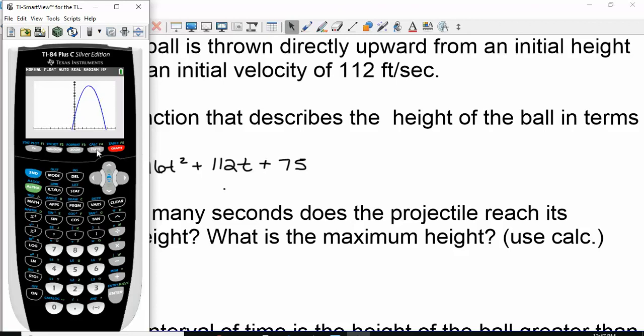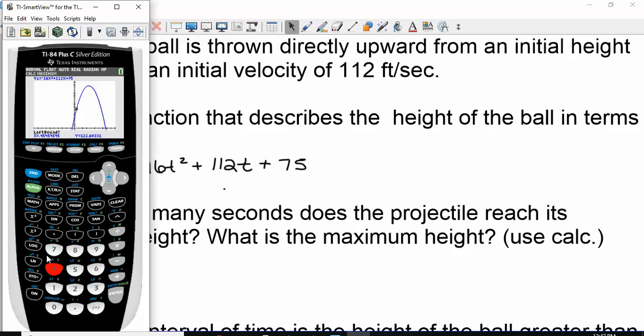Now your calculator can find a lot of things for you. If you just use the trace button, I have to warn you that's not overly accurate because it jumps around a lot, so you're probably going to miss that point. What I suggest is if you hit second and then the trace button, it takes you into this calculate menu. What are we trying to find? A maximum, number 4 here.